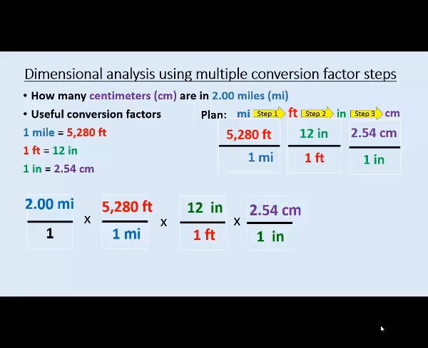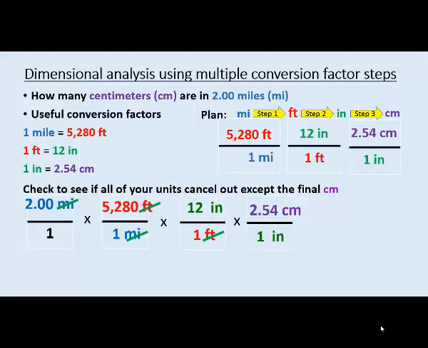I will want to see if all the units are canceling except for the units that I want my final answer in. So everything should cancel out except for centimeters. So here we see our miles canceling, our feet canceling, our inches canceling, and we're going to have 2.54 centimeters at the end that we're going to be multiplying everything by.